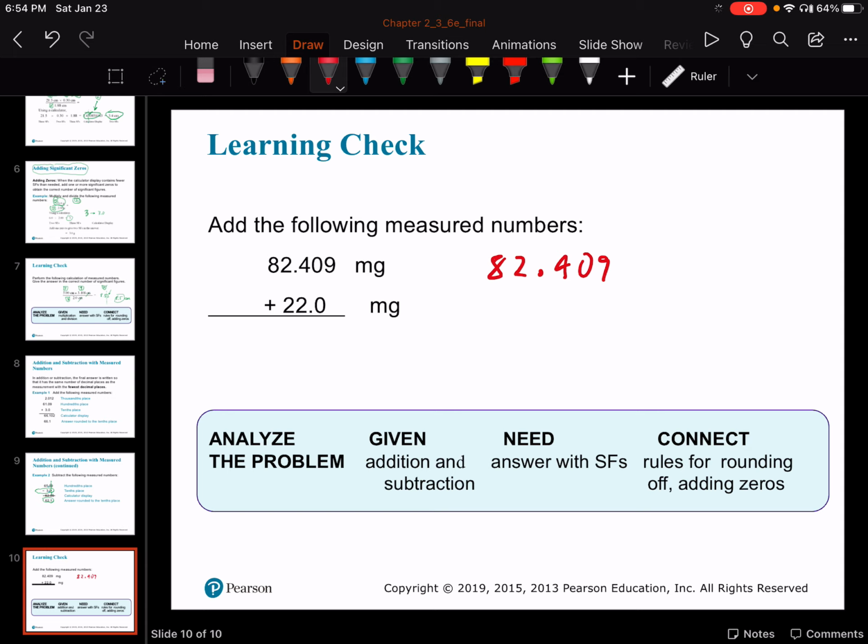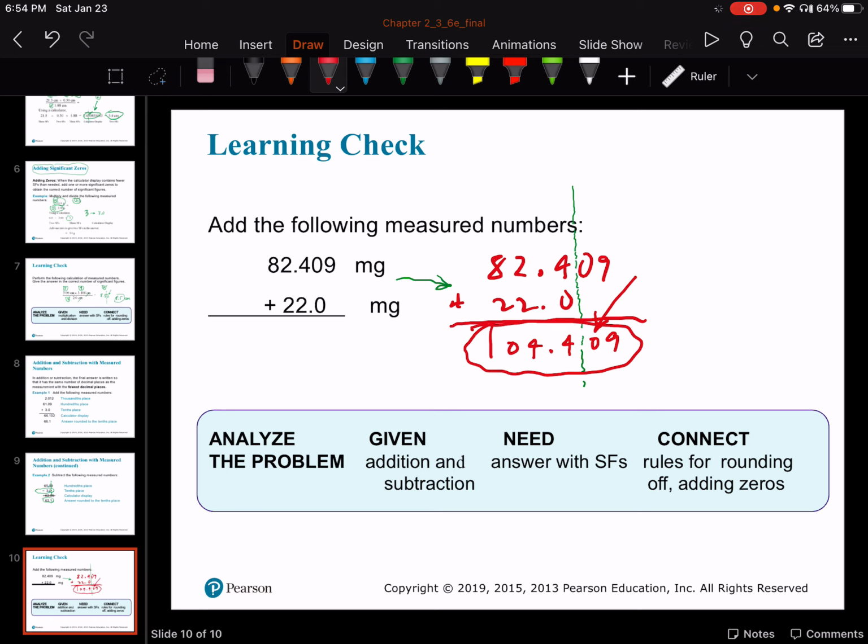82.409 and 22.0. This is an addition problem, right? And so I'm going to get my dotted line. My dotted line goes there because my tens place was dictated by this number here, right? That was my least precise. So let me come back over here. This is an addition problem, so this is going to go 904.401, right? And so now I know that I can only report this to the tens place.